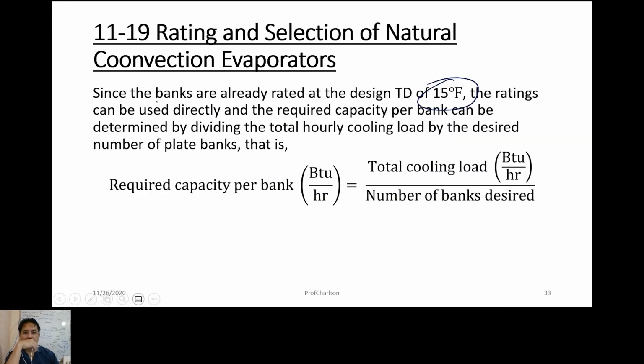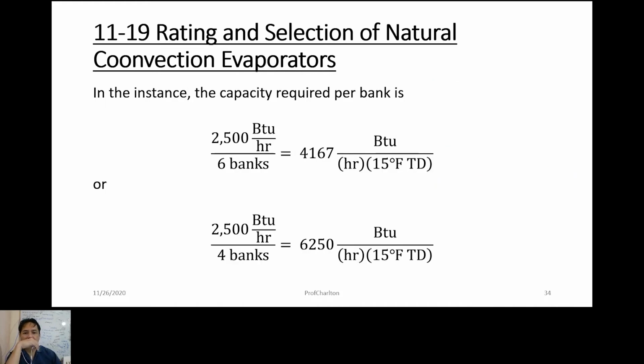So, we can have this total cooling load in BTU per hour, no? Yung ibig sabihin yung lahat ng init na dapat ialis, yun ang tawag doon ay load. All the heat that must be absorbed by the evaporator, ang tawag doon ay cooling load, no? Then number of bunks desired. So how do we do that here, no?